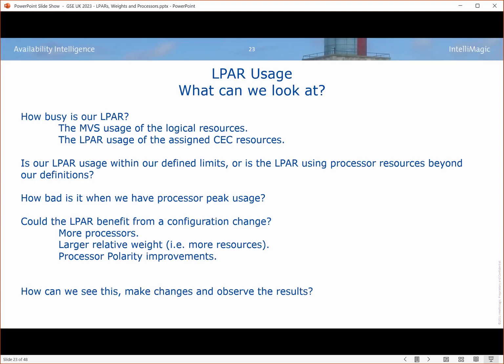When we have peaks in our workload, in our resource usage, how bad is it? I think that's a good thing to look at as well. And then the question is, okay, what could we change? What should we change? And once we've done it, how can we look at it and verify that that was the right thing to do? So they're quite interesting topics here to look at.